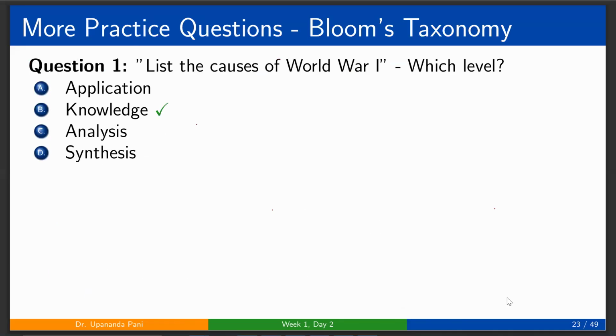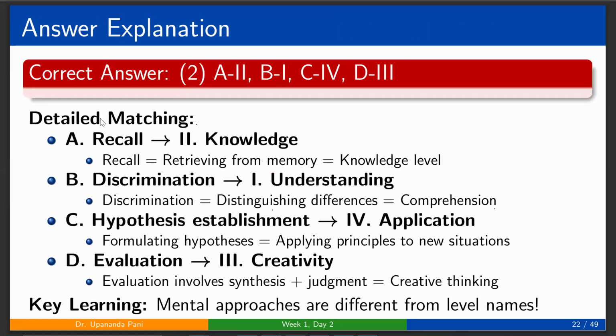Now let's say we can have one more practice question. Suppose there is a question: list the causes of World War I, or the First World War. Which level is it actually showing? You can say application, knowledge, analysis, synthesis. Simply we are asking the students to list the causes of World War I. So obviously it is the lowest, knowledge, because recall is knowledge. So already we have learned.